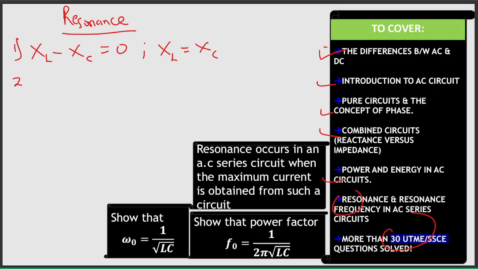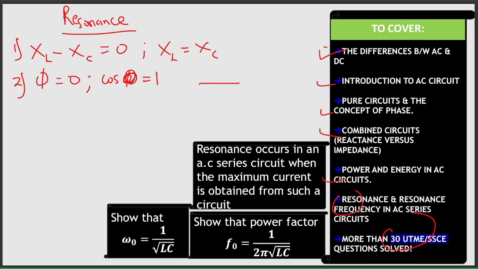Point number 2 is that at resonance, the phase angle, you can say phase difference, it depends on the context, is 0. That means that cos phi, which is cos 0, will be equal to 1. Is that okay? That's point number 2. Of course, we can prove this.